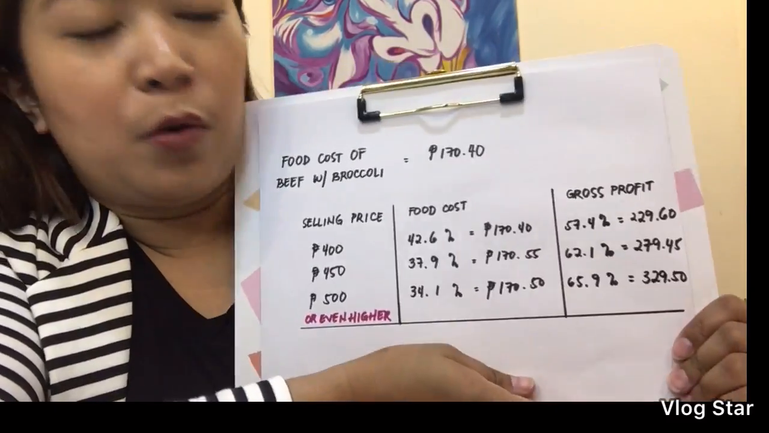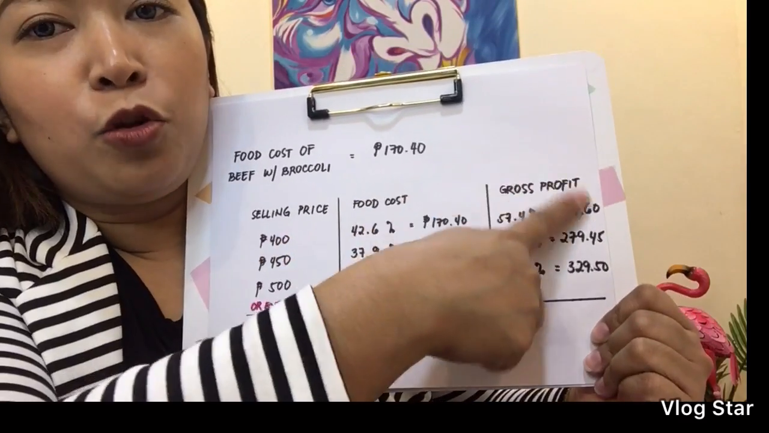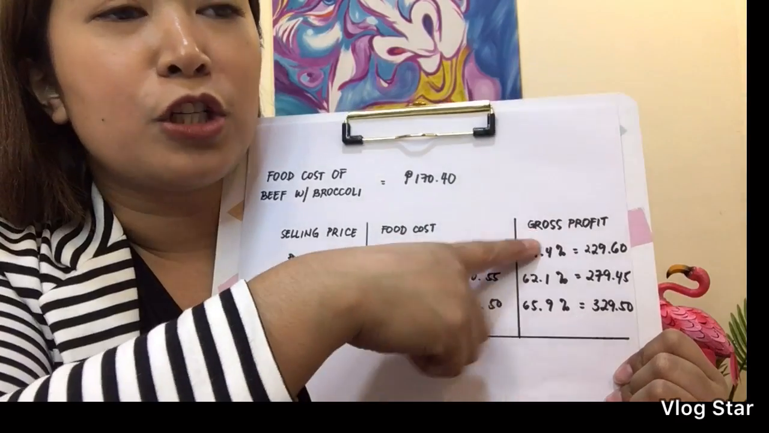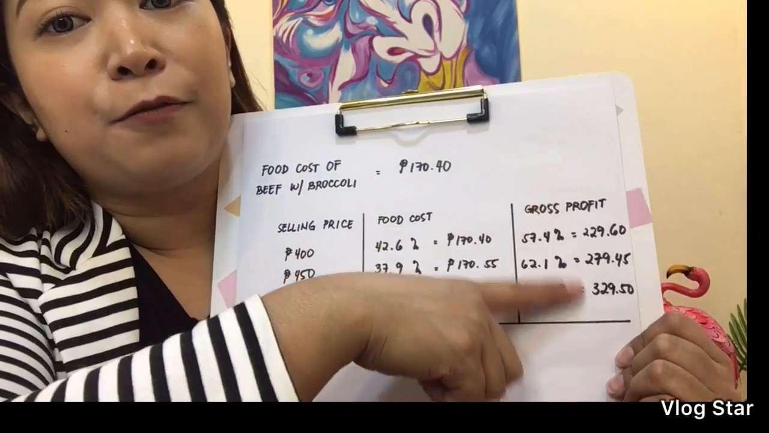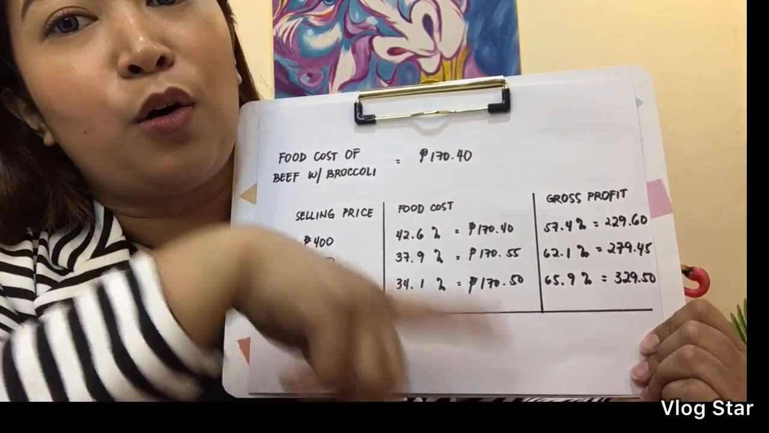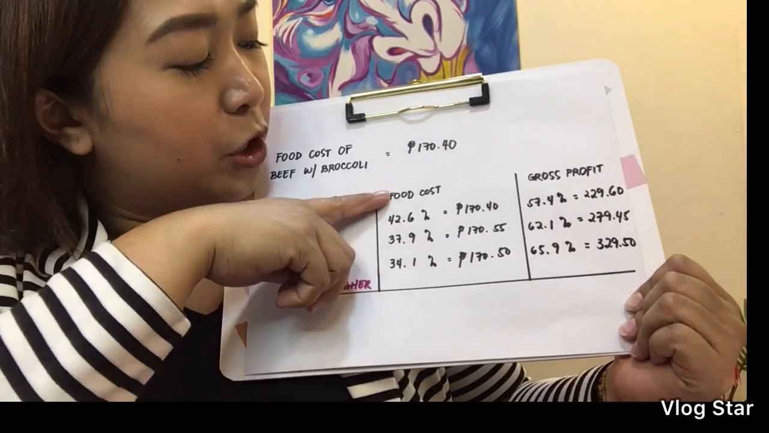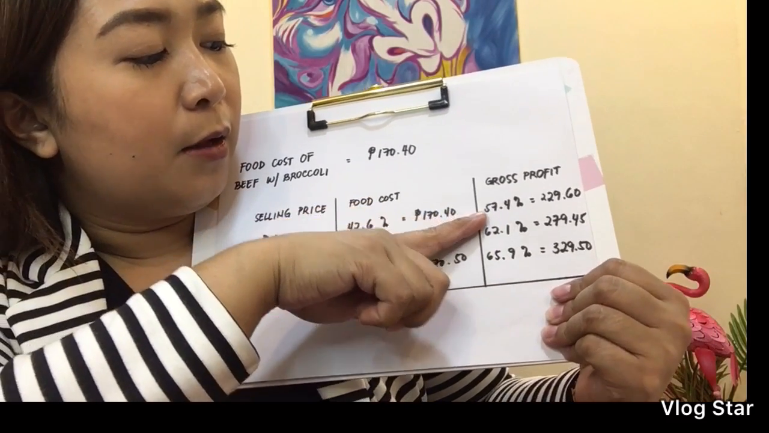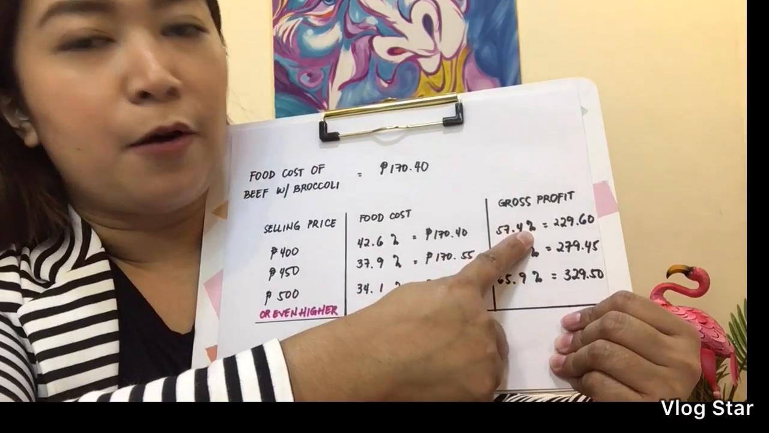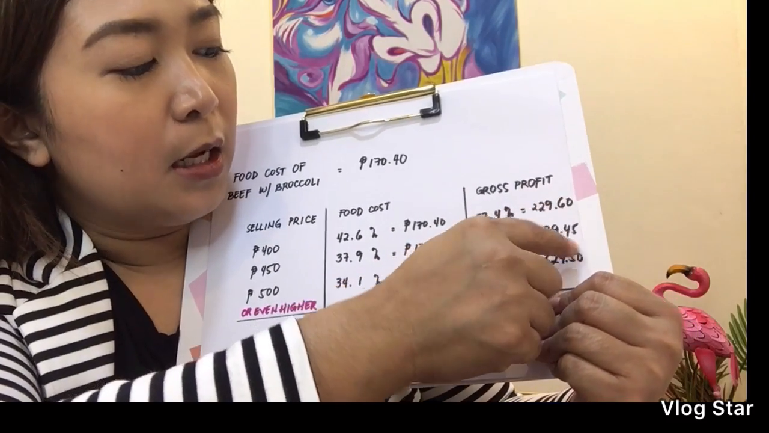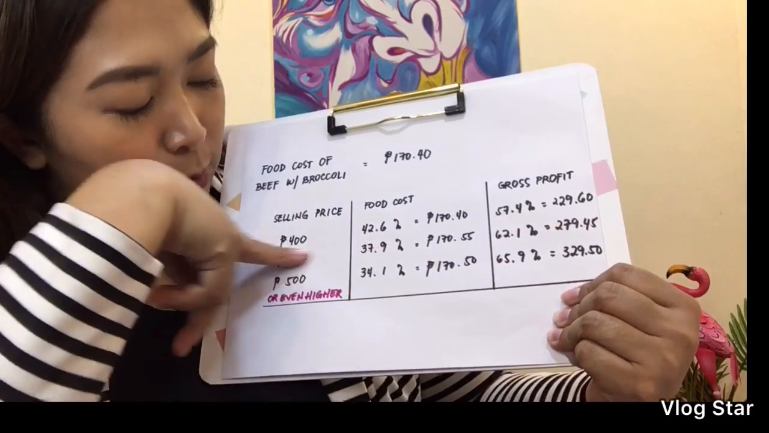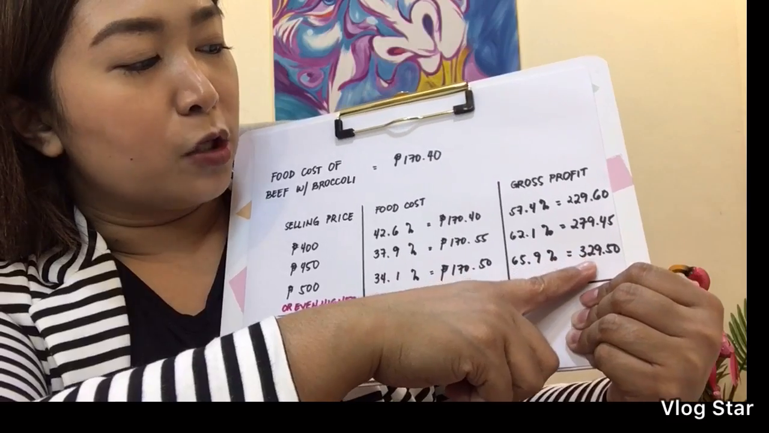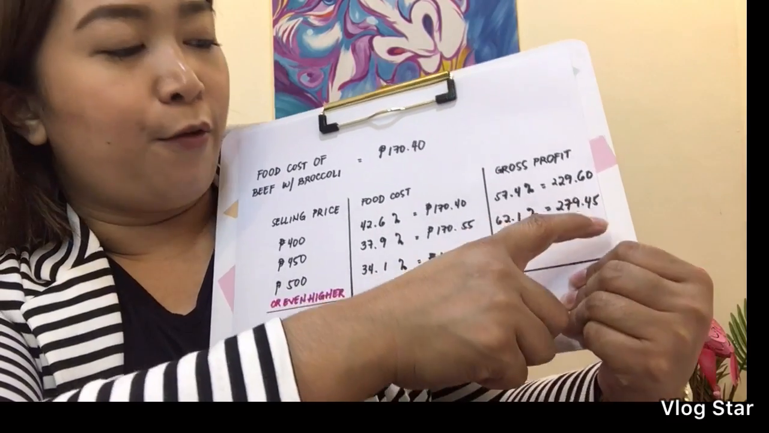Okay. So now, ano mangyayari doon sa balanse? So, itong balanse na to, we call this gross profit. Hindi pa ito yung mismong kita nyo guys ha, remember. Yung gross profit kasi, ito pa lang yung makikita nyo after deducting the cost of goods sold, which is ito, yung food cost natin. So, dito sa gross profit, meron kang 57.4% na gross profit or 229.6. Tapos, 279.45 naman kung 450 pesos yung selling price mo. And kung 500 yung selling price mo, may gross profit ka na 329.50.